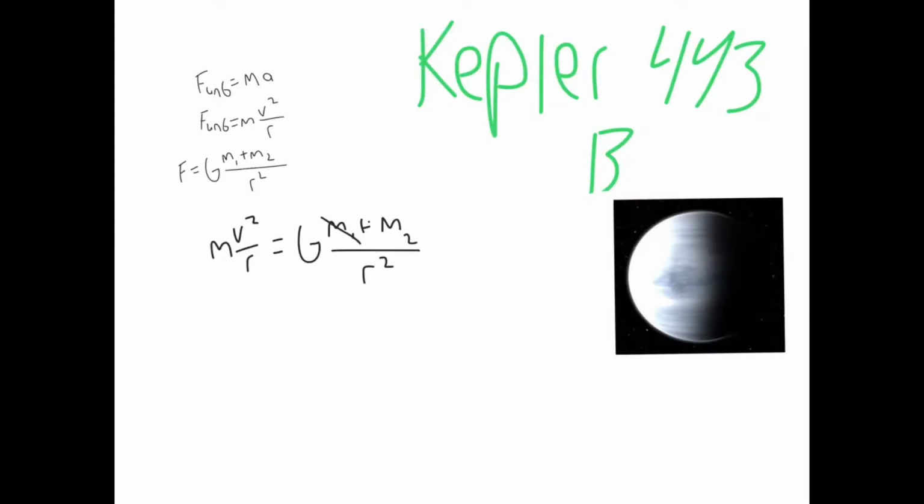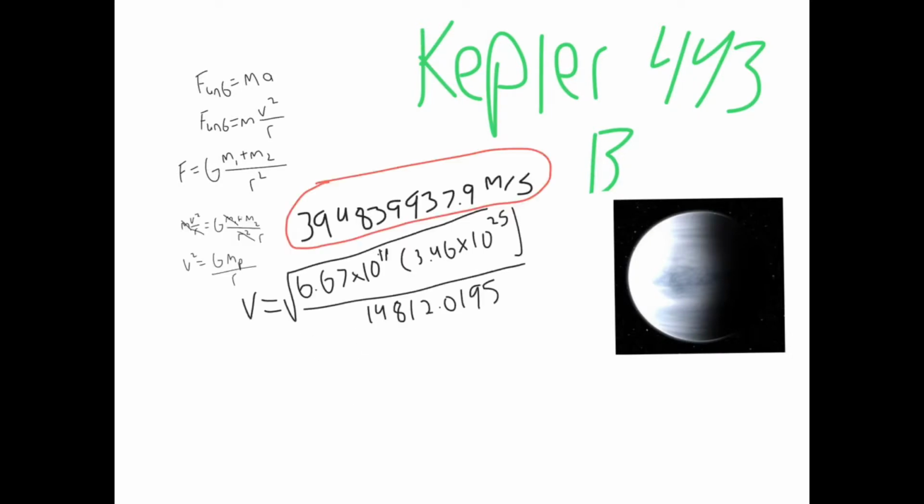One of the masses cancels out, leaving just the mass of the planet, and then one radius cancels out, leaving just one radius. This leaves the final equation, v squared equals the gravitational constant times the mass of the planet over the radius. We plug all of these numbers into the equation and finally get an orbital velocity of about 400 million meters per second.